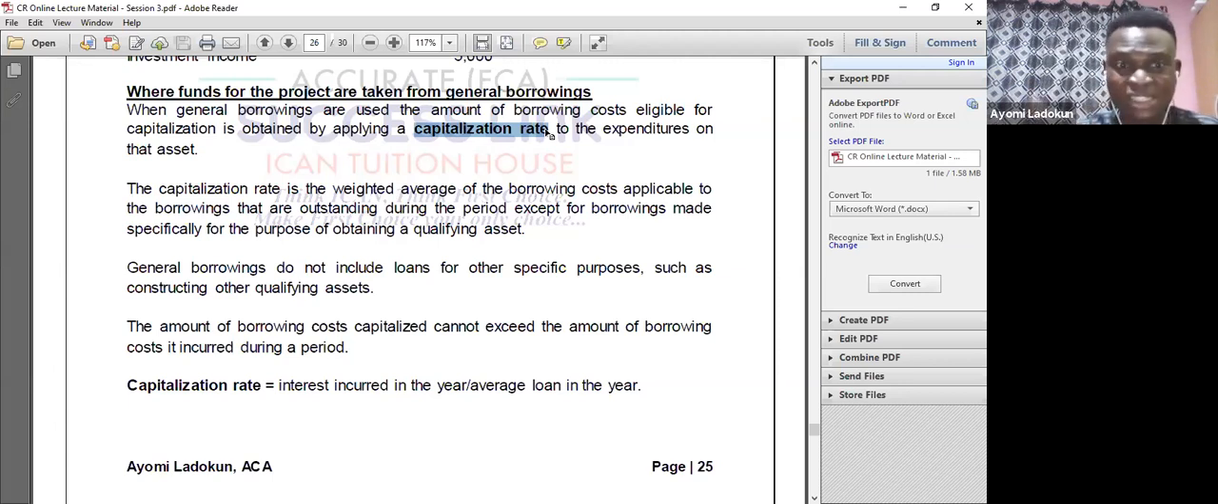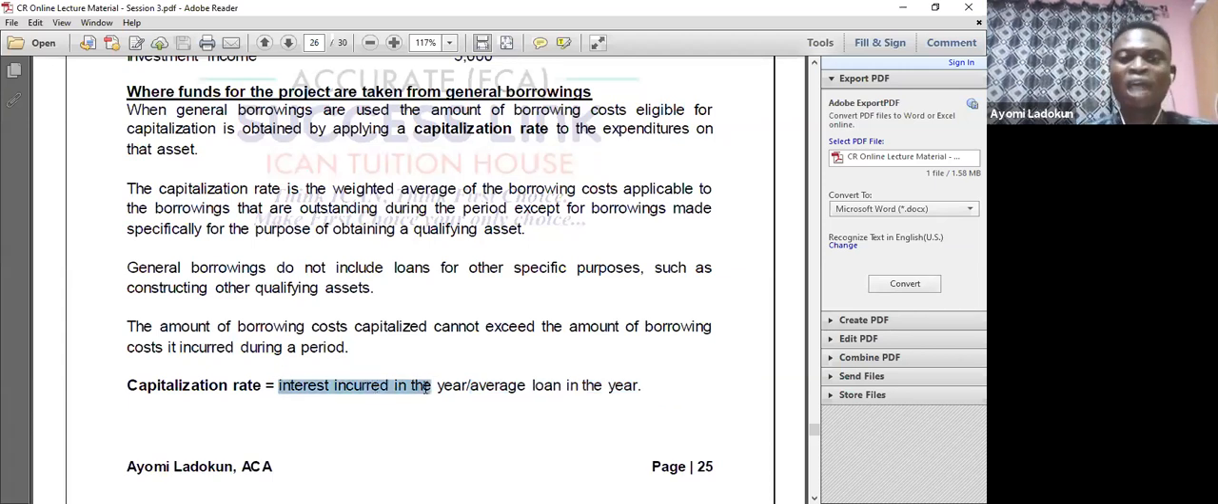I've made it easy for you students. All you need to do is look at the interest charges or interest incurred for the year over the total number of loans. This is the way the standard has put it. In fact, the standard didn't even really write the formula; I have to create this formula. Because it's capitalization rate, that's why average is there. But obviously, you are calculating the total loan.